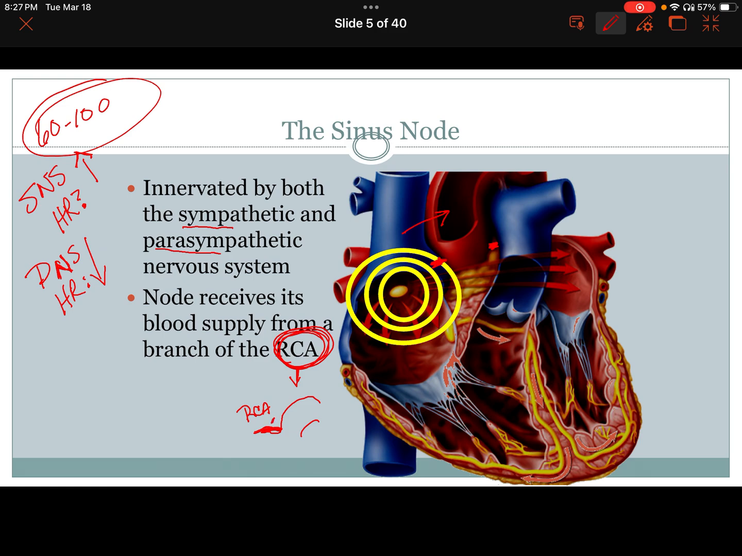So you can imagine if you were to have a blood clot, a big myocardial infarction that impacted that right coronary artery, it could have very big detrimental effects on your heart's ability to function.